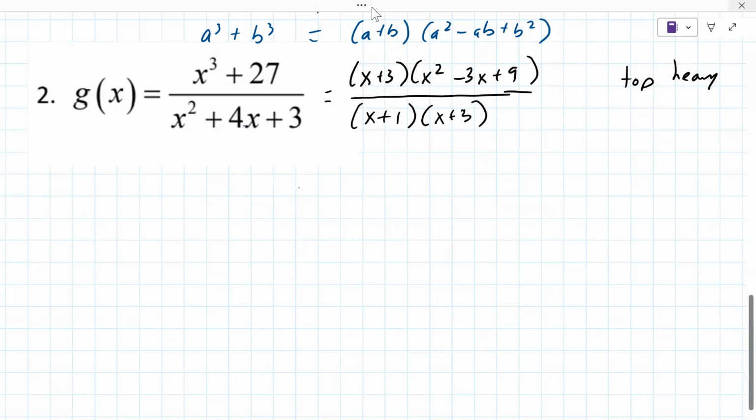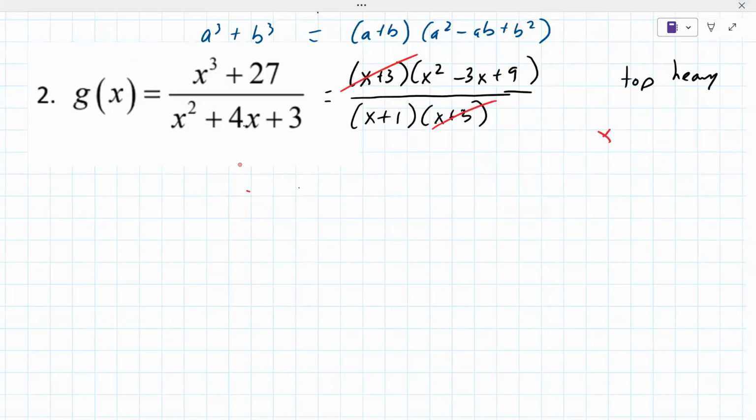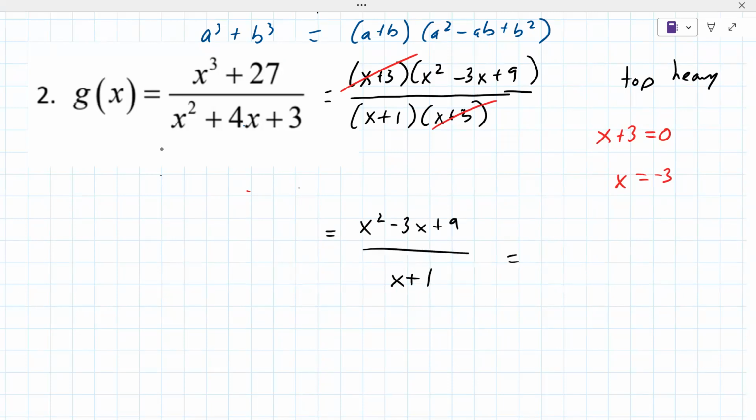But the big thing here is the factors that cancel. Which means there's a hole at x equals -3. So now you can come up with that hole: -3, minus 3 times plus 1.